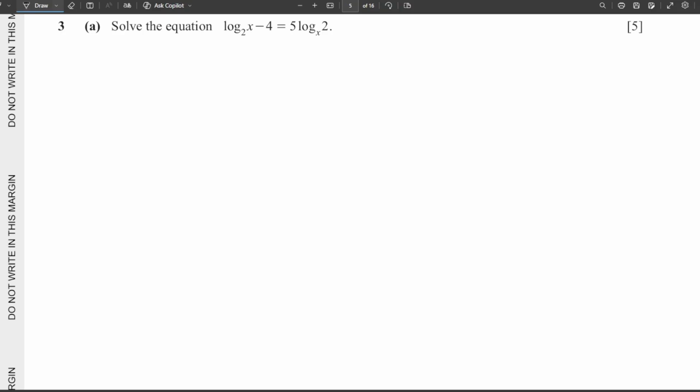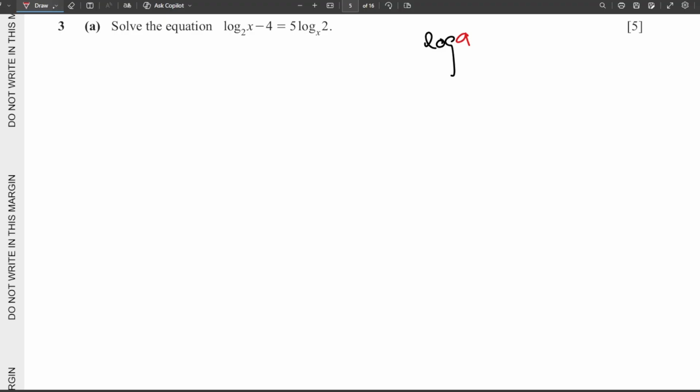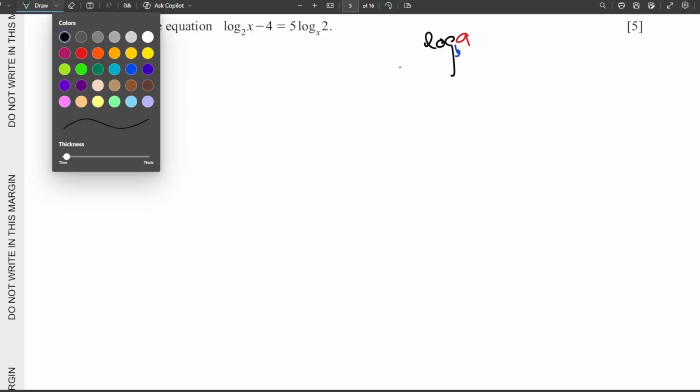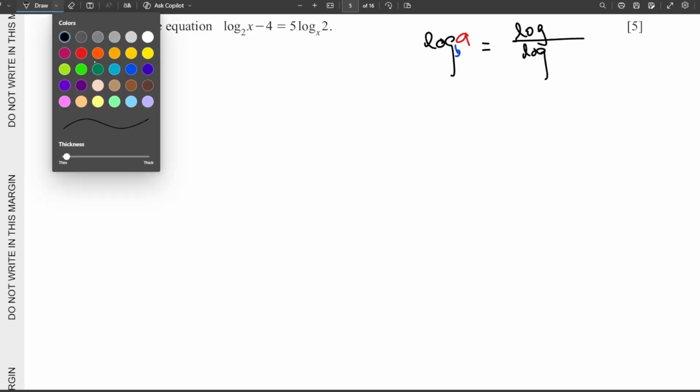Okay, if you can try and recall also, if you have a log base b of a, and you want to change the base, we have a log on top and a log on the bottom. Let's say we want to change the base to base b.